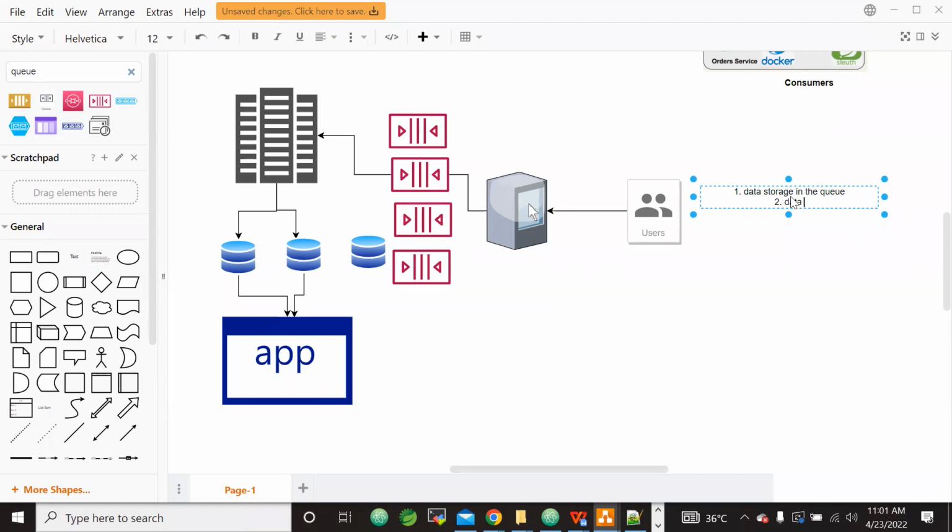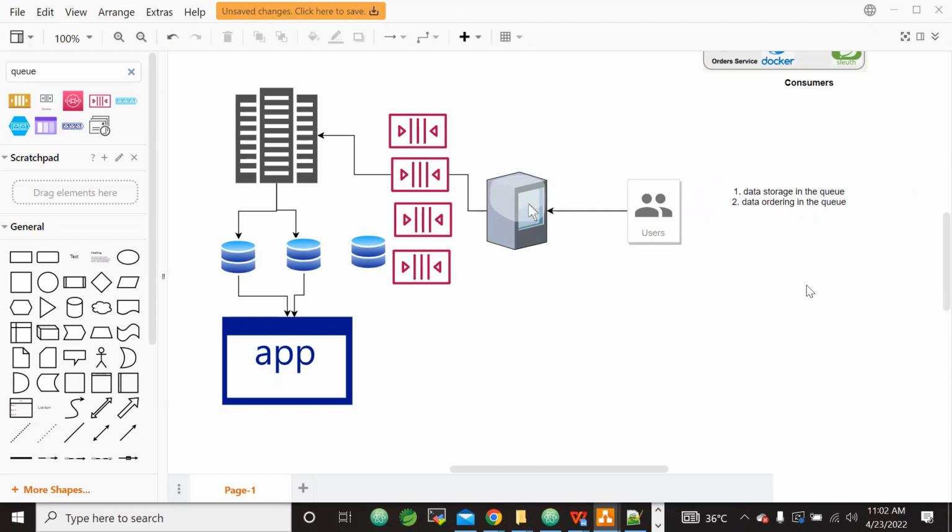Next, data ordering in the queue is one more problem. So these are the two simple problems. There were many other problems as well. So the problems such as data storage and data ordering will be resolved using Apache Kafka.